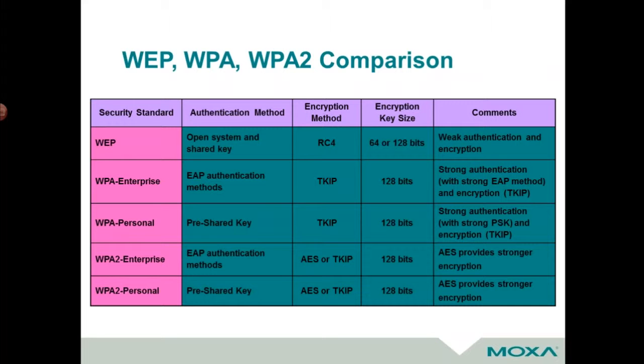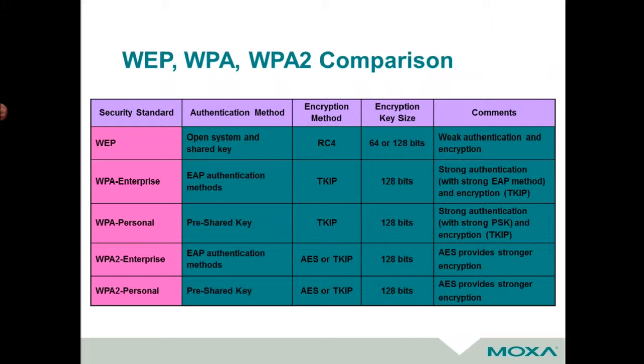WPA was kind of created to address the deficiencies in WEP. It's a much better security standard. And then even better than that is WPA2, which is what we recommend you use if you have the option available to you. Now within both WPA and WPA2, there are two types of what we call authentication. And authentication is simply a way of your device proving it is what it says it is.